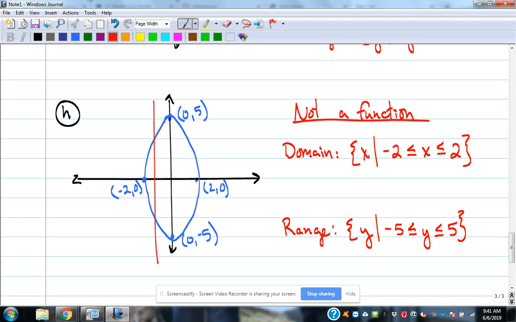And testing for a function is going to be the vertical line test every time if it's a graph already drawn for you. If it's a list of ordered pairs, just look for repeats on the x's. If you don't see any, then it's a function. If you do see some, it's not a function.